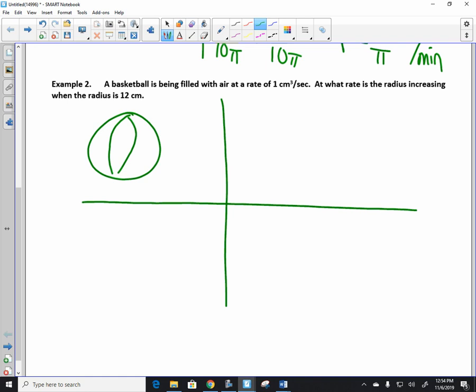It's being filled with air at a rate of 1 cubic centimeter per second. At what rate is the radius increasing when the radius is 12? Very similar to the last problem, right? Except what's the formula this time? What am I measuring? Volume. And the volume of a sphere, and this is why you're going to want your notes as well, the formula for volume of a sphere is 4/3 pi r cubed.